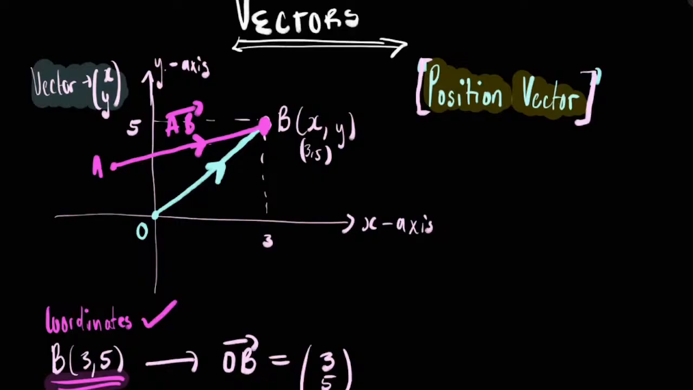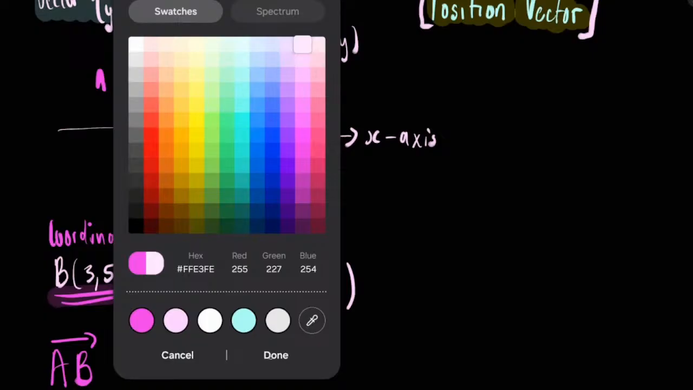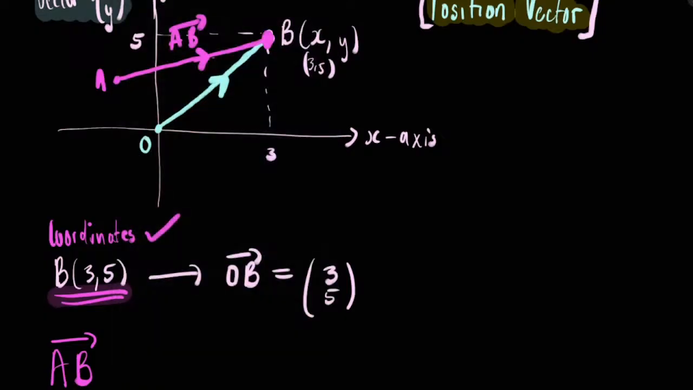If we want to know how we come from A to B, we must express it in terms of position vectors. A position vector is from the origin to somewhere, or from something to the origin. So we are going to need to know vector OA, and we are going to need to know vector OB. Then we will be able to come from A to B.